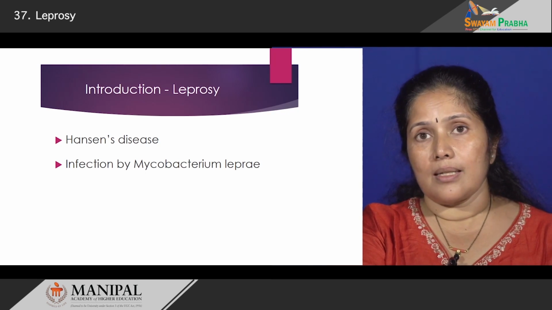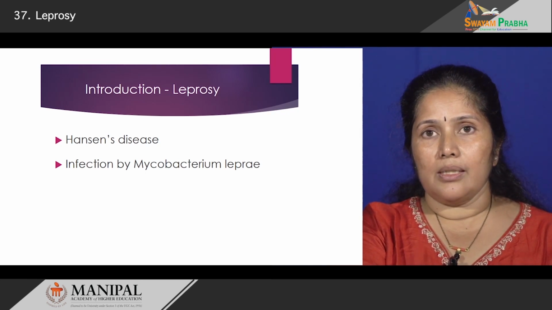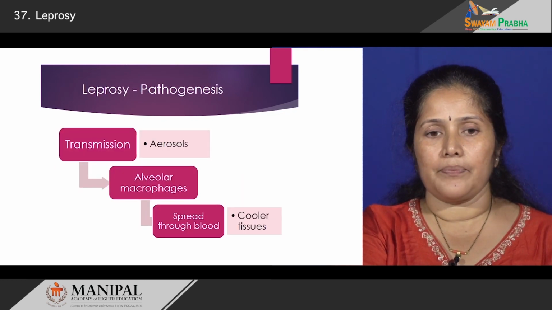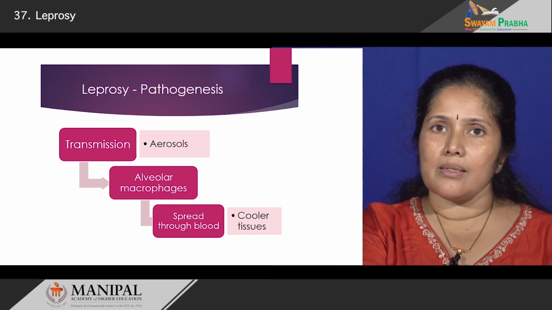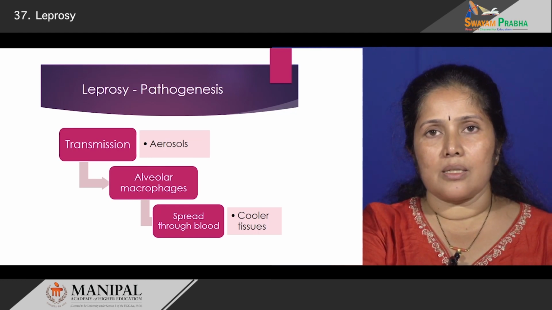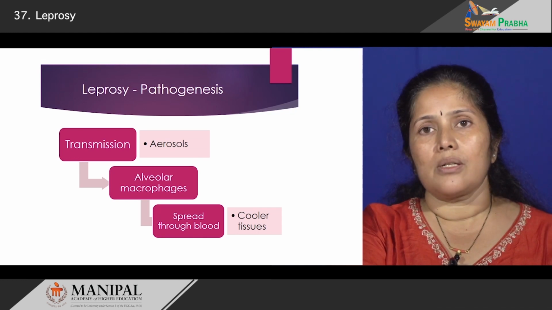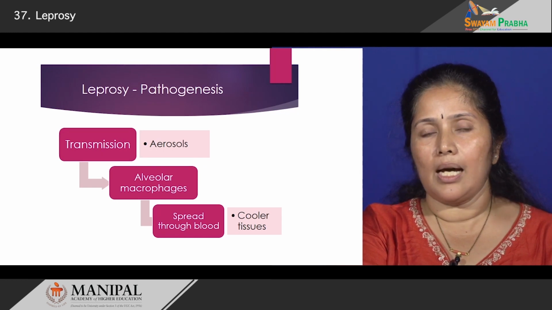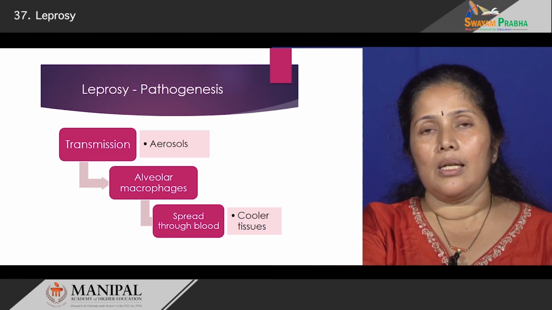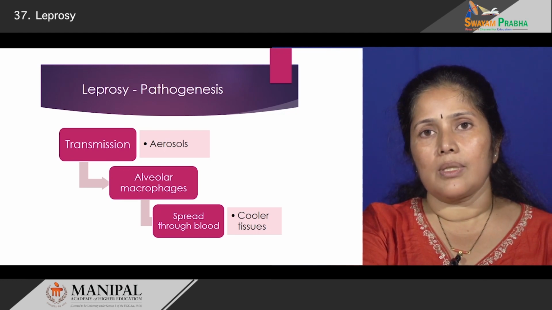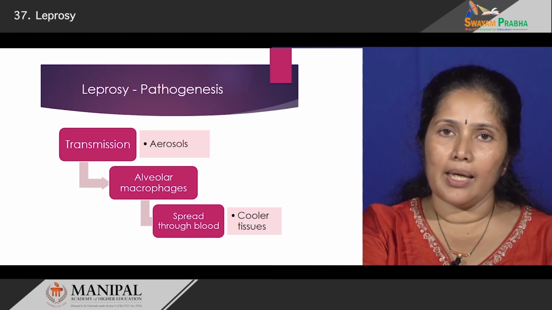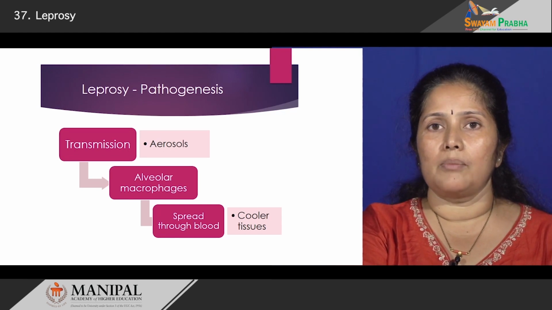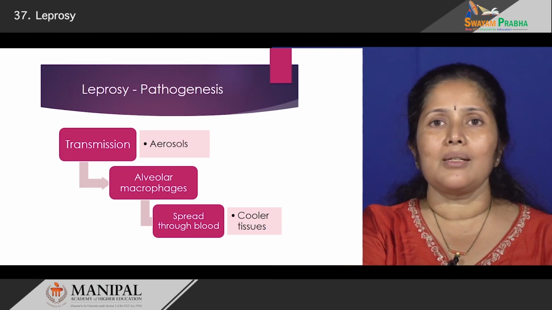Now, how does this particular infection get into a person? So, let us look at the pathogenesis. In pathogenesis, the way it is transmitted is via aerosols. So, we inhale the aerosols and from there it goes into the lung alveolar macrophages. From the lung alveolar macrophages, these bacilli proliferate, and from there they go from the lung through the bloodstream into different parts of the body.